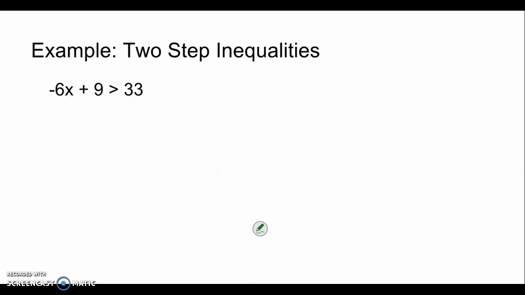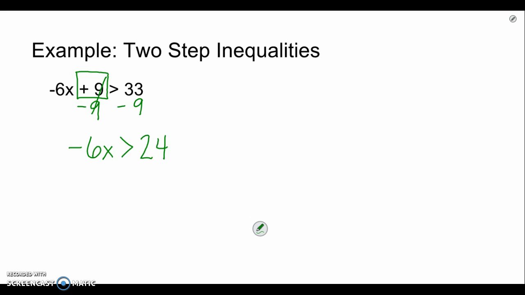All right, let's look at this next example together. We have negative 6 times x plus 9 is greater than 33. The opposite of adding 9 would be to subtract 9 from both sides of our inequality. So we have our negative 6x, which is what we bring down. Then we have greater than. Now we're going to subtract 33 minus 9 is 24.